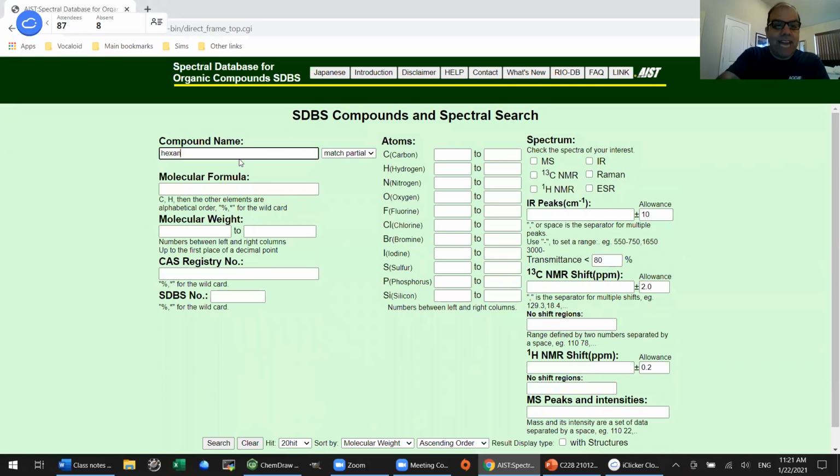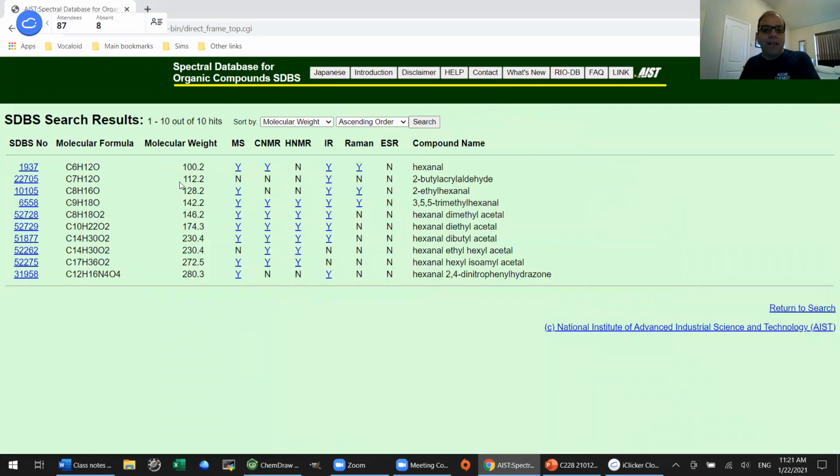How about hexanal? 6-carbon aldehyde. Do they have the IR spectrum? Yes. And they also, we're not even going to talk about Raman. And they also have the mass spectrum, interestingly, the carbon NMR, but not the proton NMR. So they won't necessarily have all of them. I assume all of you can see this, right? I believe I'm sharing my whole screen. Yes, we should be good to go. So let's look at the IR spectrum.